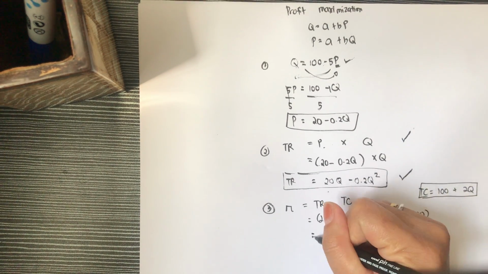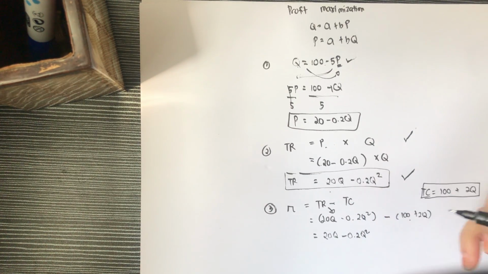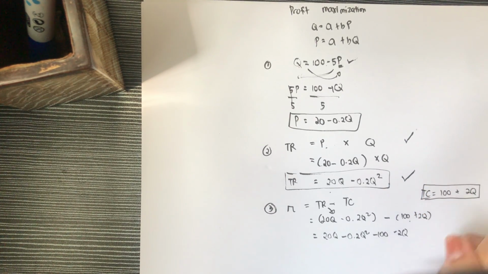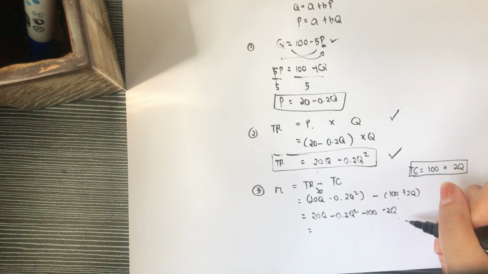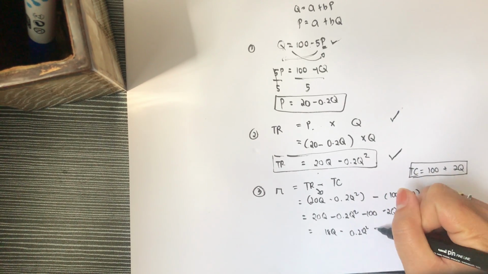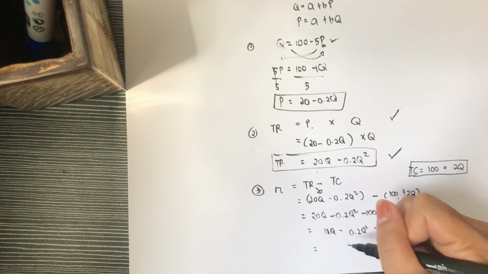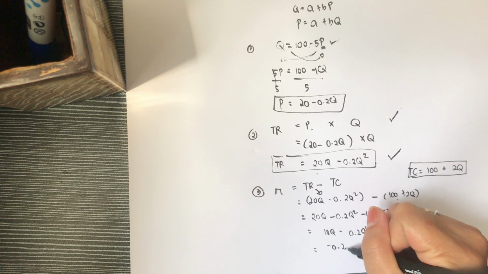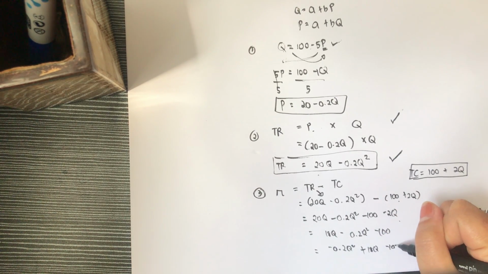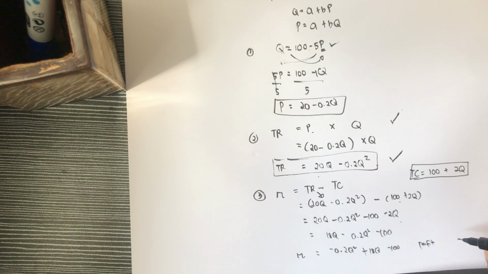Okay, very good. So let's take out the parentheses. 20q minus 0.2q squared minus 100 and then minus 2q. Further, 20q minus 2q, that's 18q minus 0.2q squared minus 100. Let's put it in sequence. So you have negative 0.2q squared plus 18q minus 100. What's this one? This is your profit function.